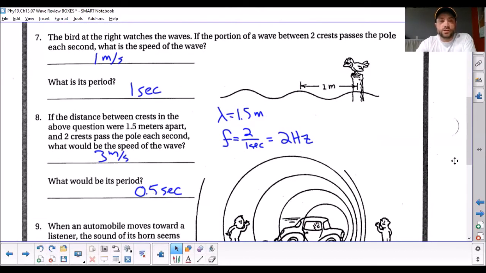So the bird at the right watches the waves pass by. If the portion of a wave between two crests passes that pole each second, it means 1 meter has passed that pole each second, so it's going 1 meter per second. What's the period? Well, if that section is going by each second, then that time period is also going to be 1 second.